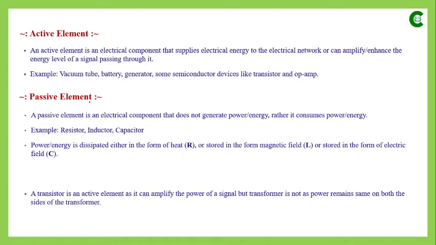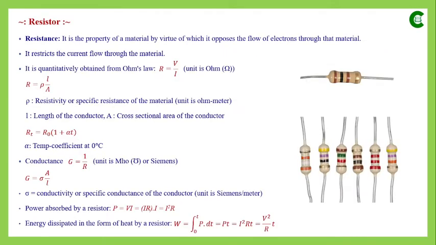On the other hand, if we take the example of a transformer, then on both sides of it, at the primary side and the secondary side, the power remains the same. So a transformer will be an example of a passive element. Here the transformer doesn't supply any power or extra power. Now the basic three passive elements in an electrical network that we know are resistor, inductor and capacitor.